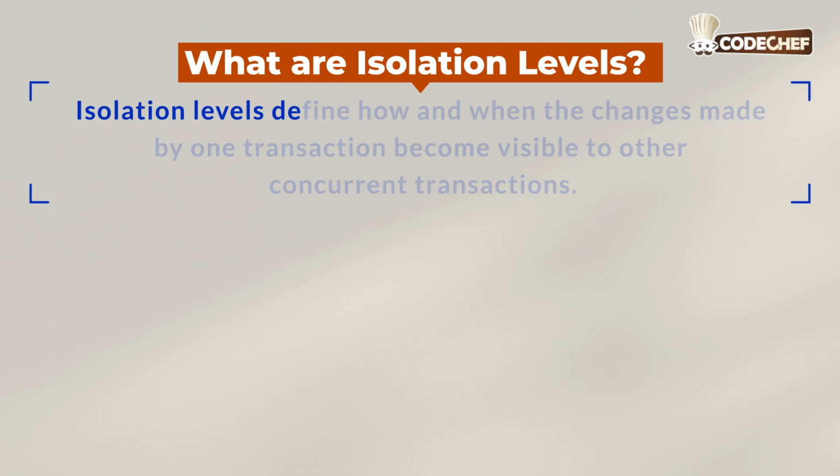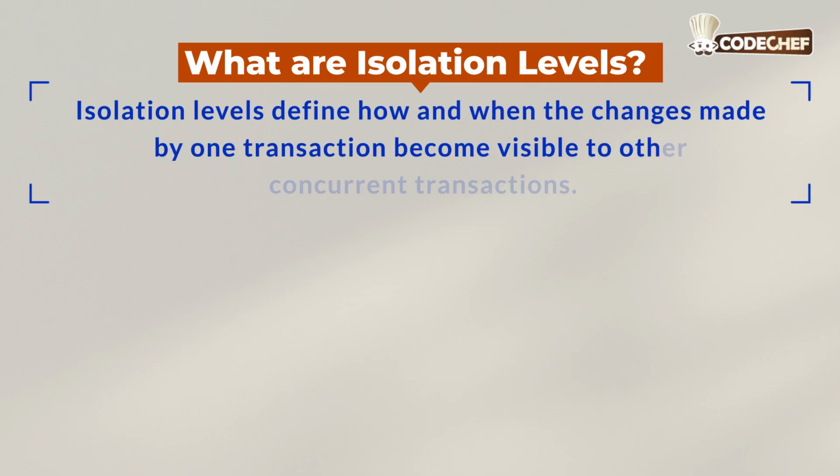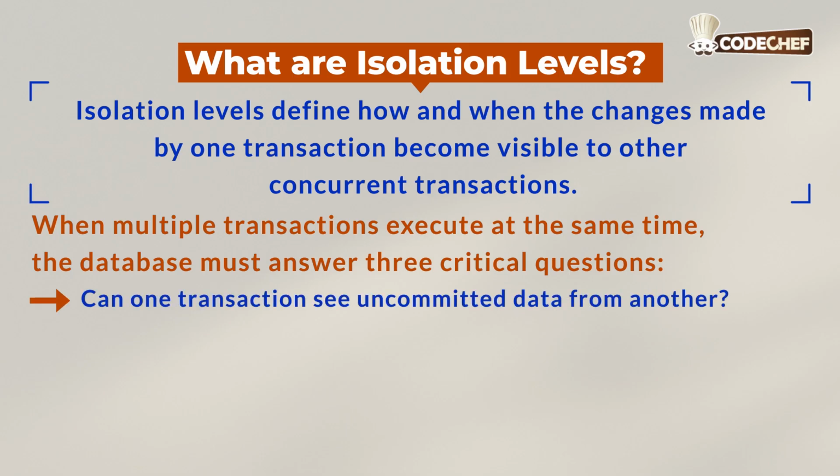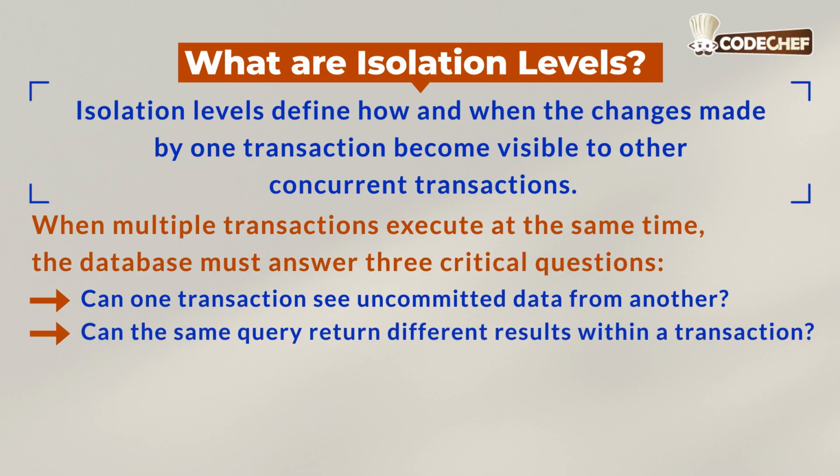Isolation levels define how and when the changes made by one transaction become visible to other concurrent transactions. When multiple transactions execute at the same time, the database must answer three critical questions. First, can one transaction see uncommitted data from another? Uncommitted data means the data that is not saved yet, it is still being processed. Second, can the same query return different results within a transaction?